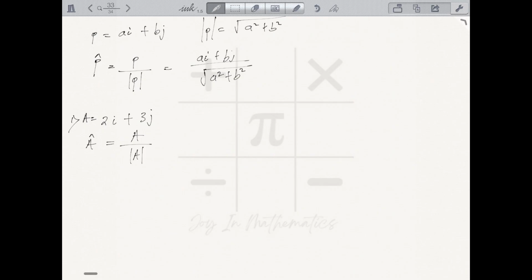The modulus of the vector is mod A. So the modulus of the vector here will be the square root of the sum of the individual squares, and that will give us the square root of 2 squared plus 3 squared. This results in the square root of 4 plus 9, which equals the square root of 13 units. All right, so let's substitute now. The unit vector A with a cap is the vector itself, 2i plus 3j, divided by the modulus of the vector, which is equal to root 13.